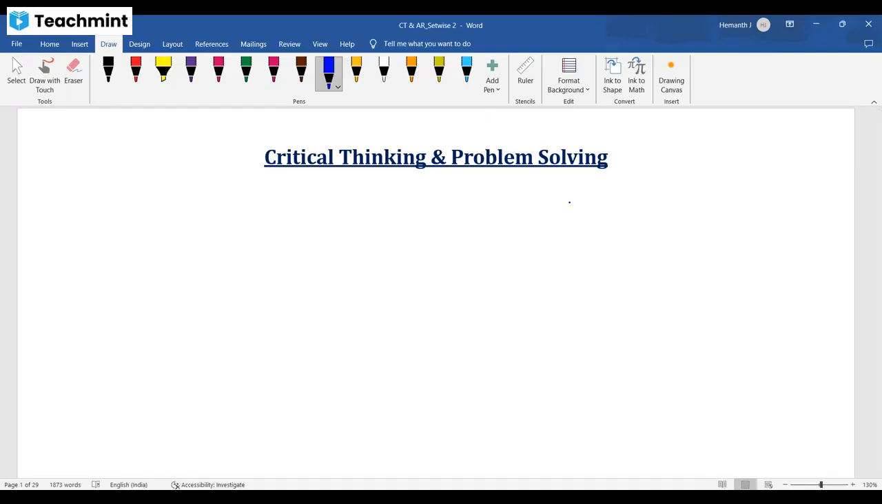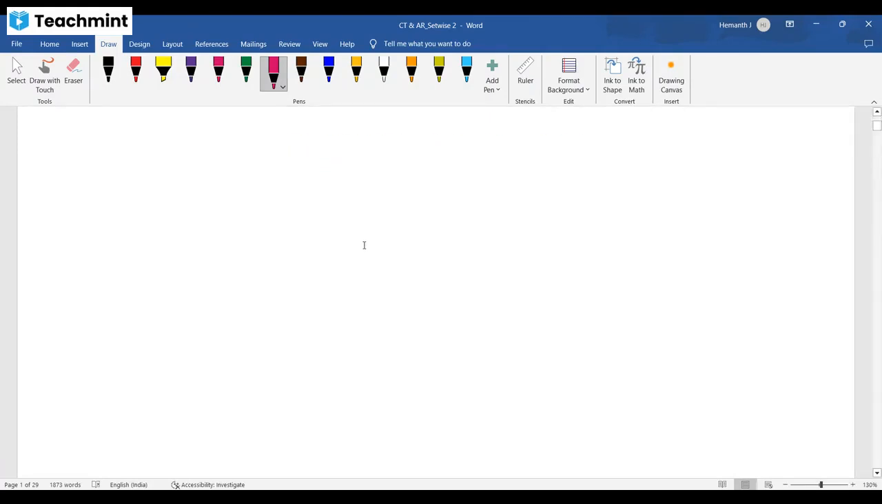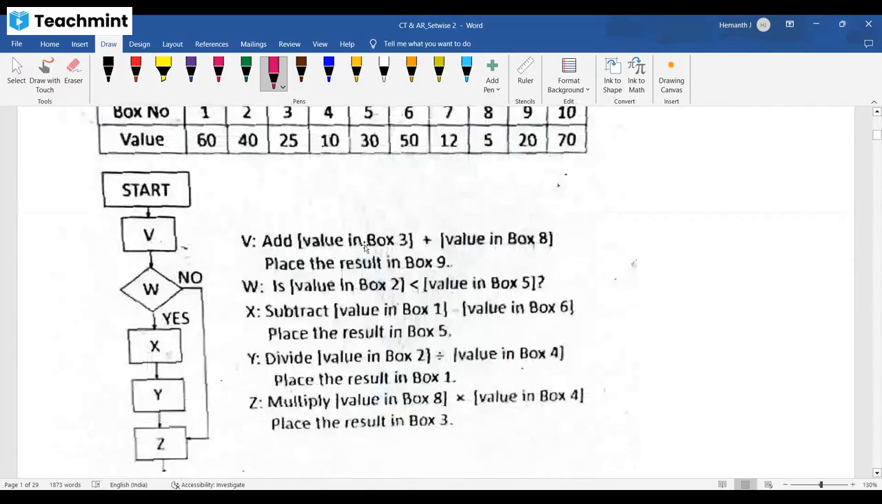Let's proceed with this. We already know what we can expect from critical thinking and problem solving. We have around 4 to 5 questions related to data sufficiency today. In the previous session we discussed only one data sufficiency question. Today we have 4 questions related to data sufficiency as well. Right now, let's see the question related to flowchart.